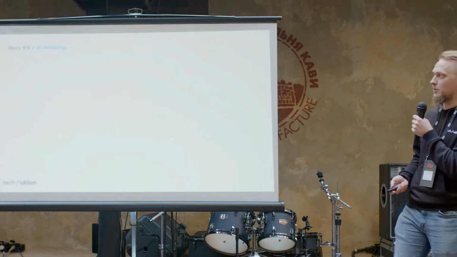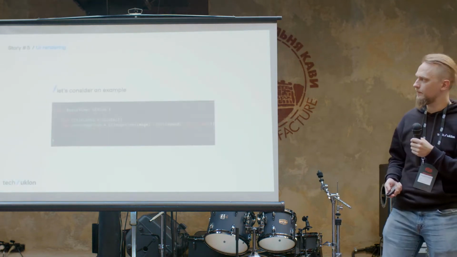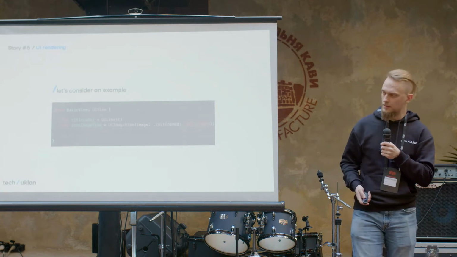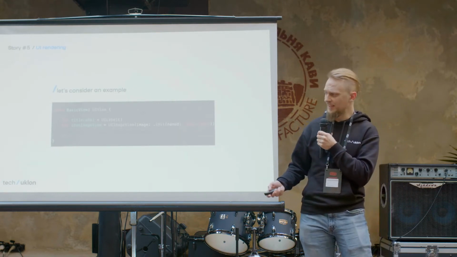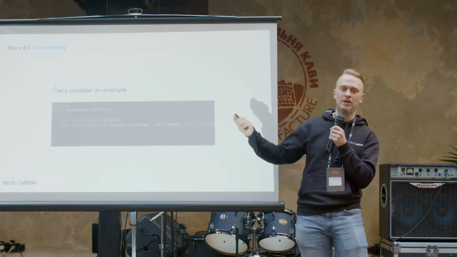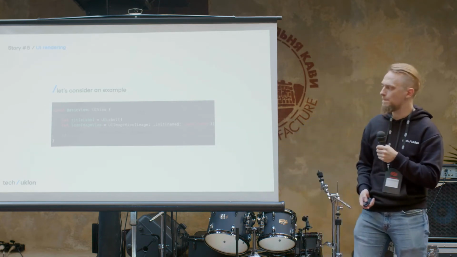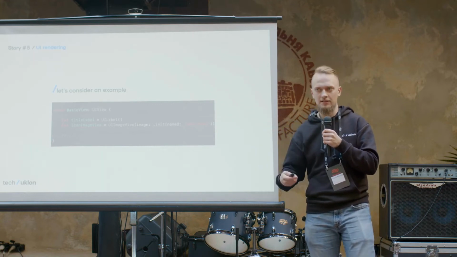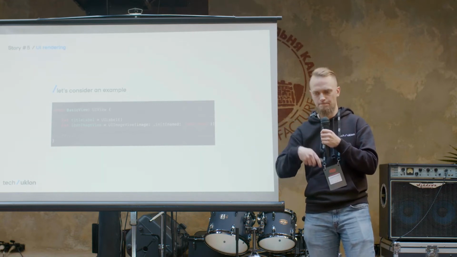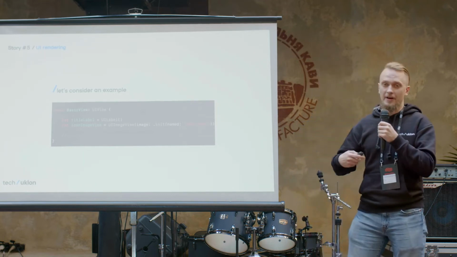Well, let's consider an example. Take, for instance, this basic view. It has some label, it has some icon, an image view, and also it has all the layout constraints it needs to define its appearance.